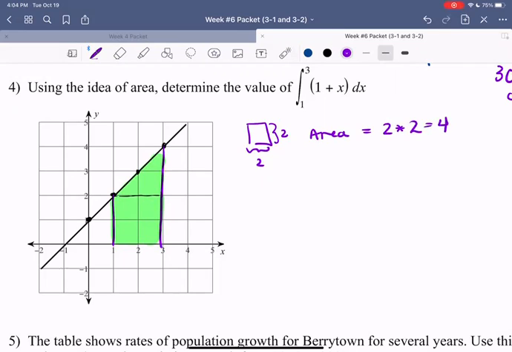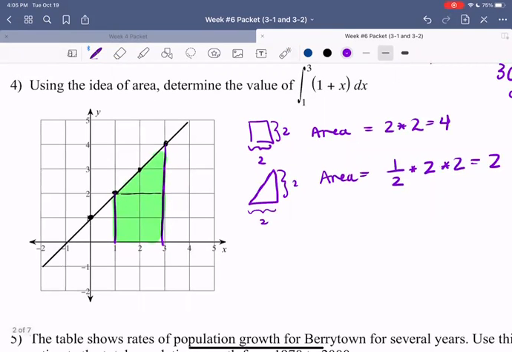And we also have this triangle up here. Now the area of the triangle, well, the width is 2, the height is 2. So the area is going to be equal to 1/2 base times height. So 1/2 times 2 times 2, which is 2.